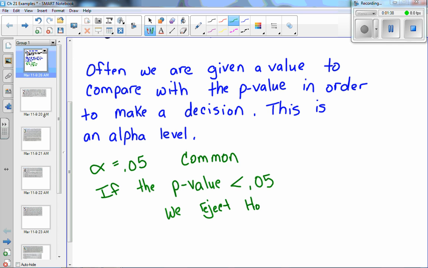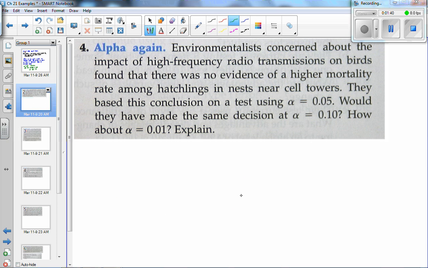So what we're going to take a look at now is question 4. So this is in your textbook on page 491. You might want to look there. Environmentalists concerned about the impact of high-frequency radio transmissions on birds found that there was no evidence of a higher mortality rate among hatchlings in nests near cell towers. They based this conclusion on a test using alpha equals 0.05. Would they have made the same decision at alpha equals 0.10? How about alpha equals 0.01?